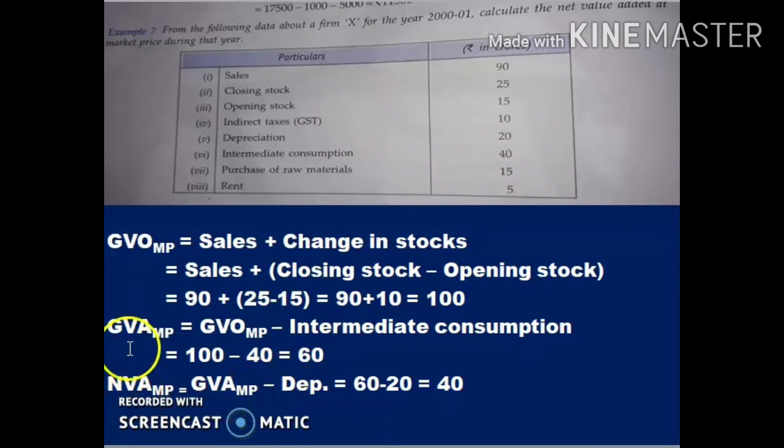So as we had done earlier, here you have to find the market price. So conversion to factor cost is not needed, and NIT is not to be subtracted. So you can see the gross to net. So what will you do? It's a minus depreciation. So 60 minus 20 is equal to 40.